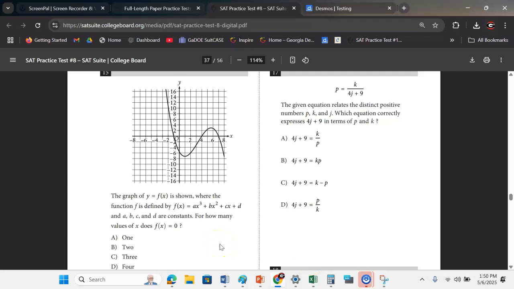For how many values does f of x equal 0? Okay, f of x graphically is like a y coordinate. So it's just asking how many times does it cross the x-axis? Because when you cross the x-axis, your y value is 0. So it's here, here, and here.